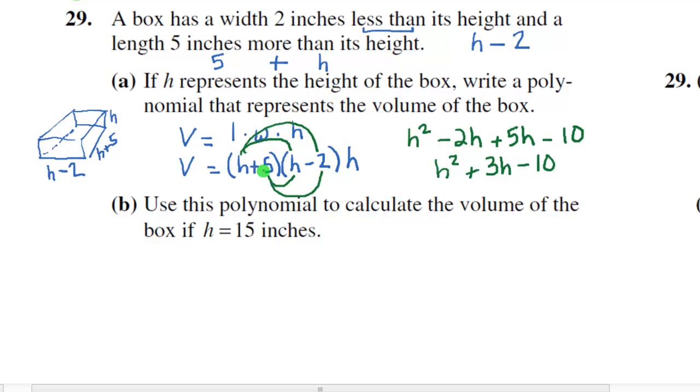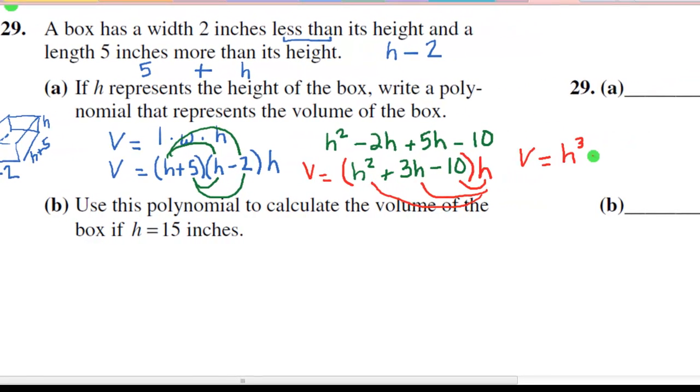But for the volume, we need to take that product, that answer, and multiply times another h. So take this guy times h. So for volume, we get this guy times h. So then you're going to distribute the h. So volume is h cubed plus 3h squared minus 10h. And that's the polynomial for the volume of our box.